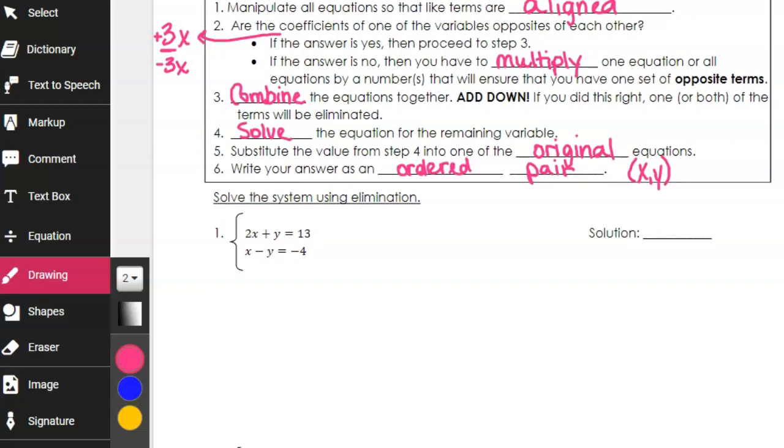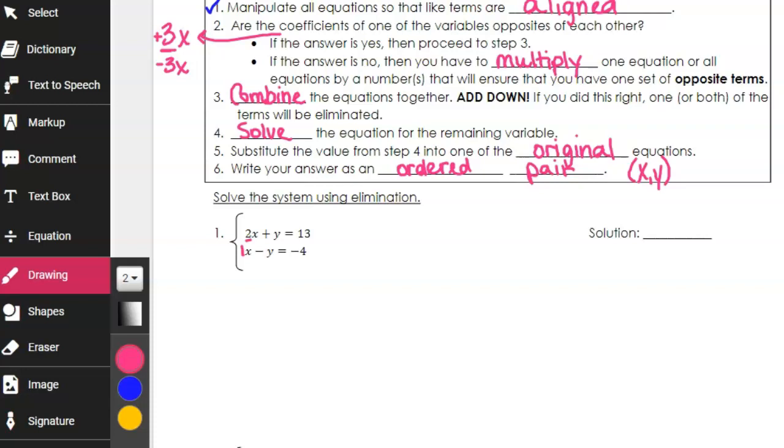I'm going to try to keep the steps all on the screen and look at example 1. Example 1, step 1. We want to manipulate the equations so that the like terms are all aligned. Remember, x on top of x, y on top of y, equal on top of equal, and constant on top of constant. Step 1, that's done. I'm going to change colors here for my checking. Step 2. Are the coefficients of one of the variables opposites of each other? The coefficient of this x term is 2. The coefficient of this x term is 1, so those are not opposites of each other.